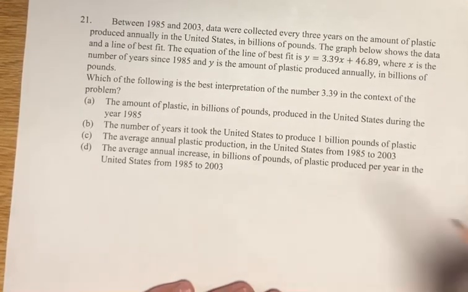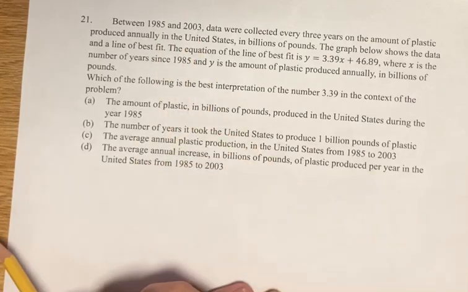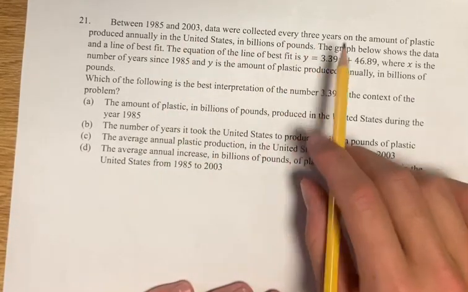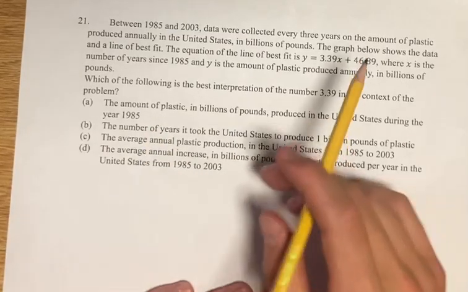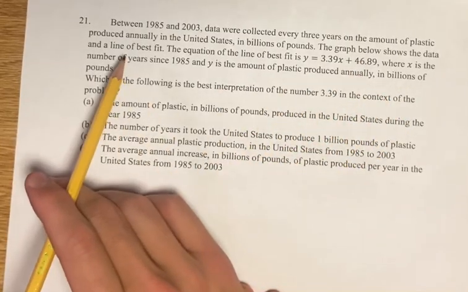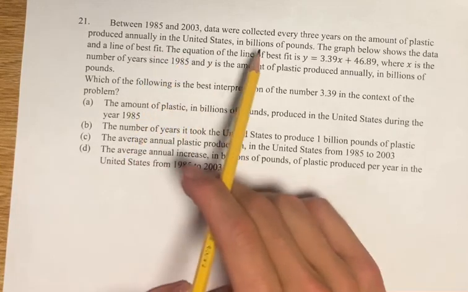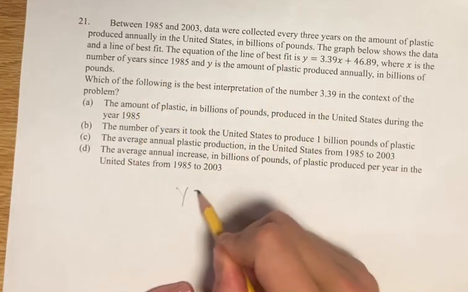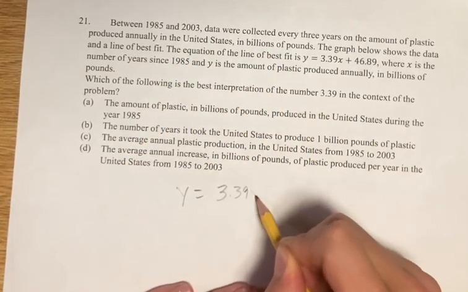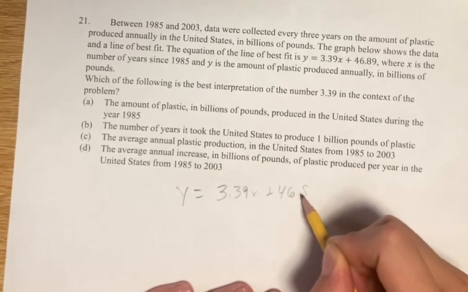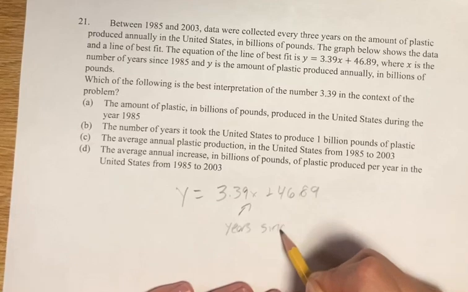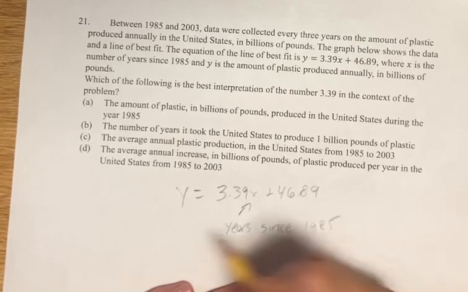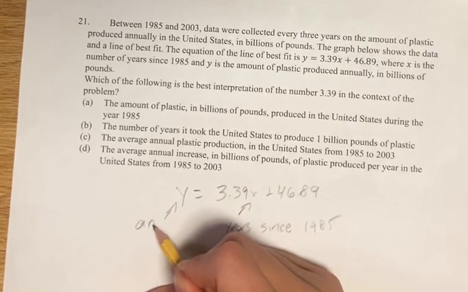In this problem, we're told that between 1985 and 2003, data was collected every 3 years on the amount of plastic produced annually in the United States. We have a graph which is showing the data and a line of best fit, and we're told the equation of the line of best fit is y = 3.39x + 46.89, where x is the number of years since 1985, and y is the annual plastic production.